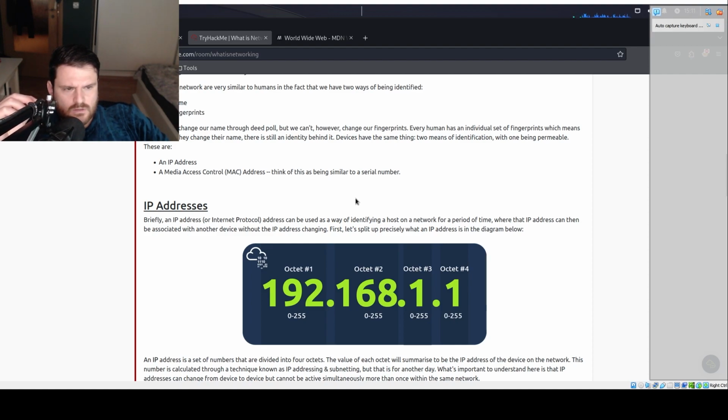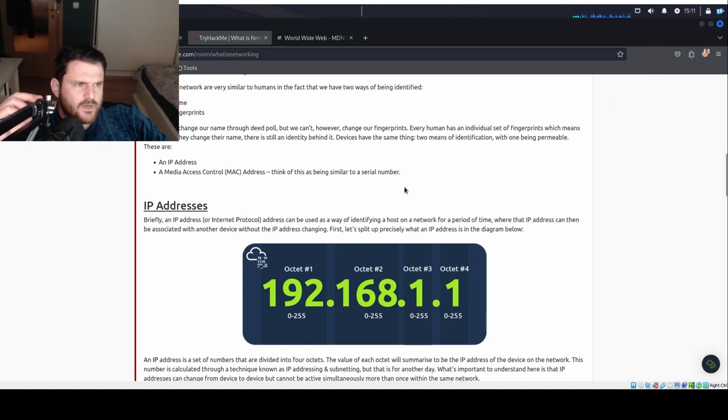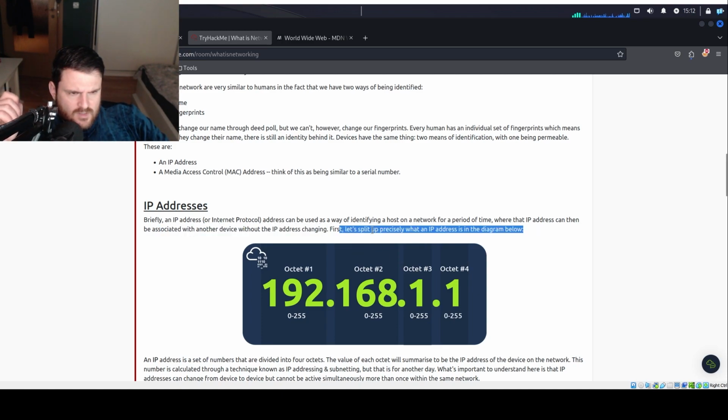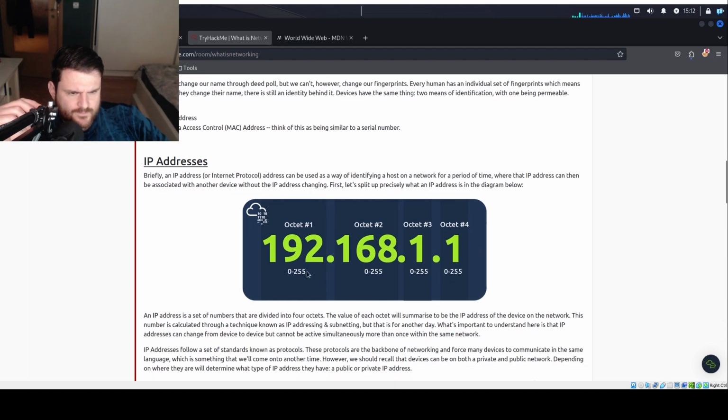When we talk about how we identify a PC, how can we identify the device on a network? IP addresses: briefly, an IP address, or internet protocol address, can be used as a way of identifying a host on a network for a period of time, where that IP address can then be associated with another device without the IP address changing. First, let's split up precisely what an IP address is in the diagram below.